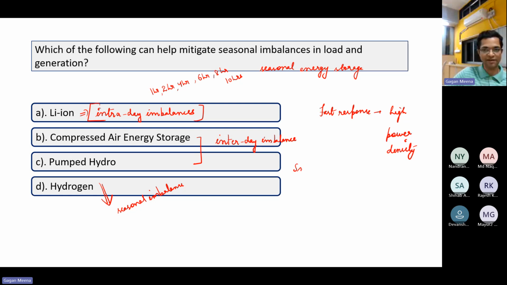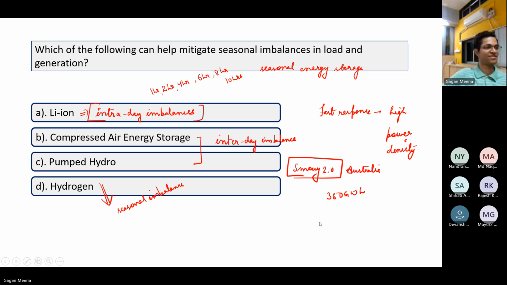I would give an example of this. You can search for it, Snowy 2.0. It is being developed by Australia. It is still under construction, but very soon it will be operational, within maybe 1 or 2 years. And it has an installed capacity of 350 gigawatt hours. Very huge capacity. It will be able to discharge for many days, but maximum up to 1 week.